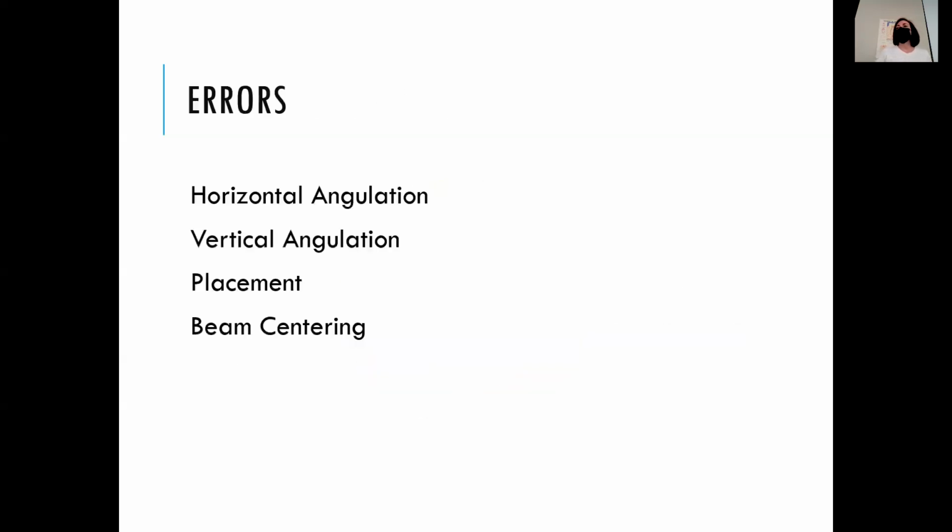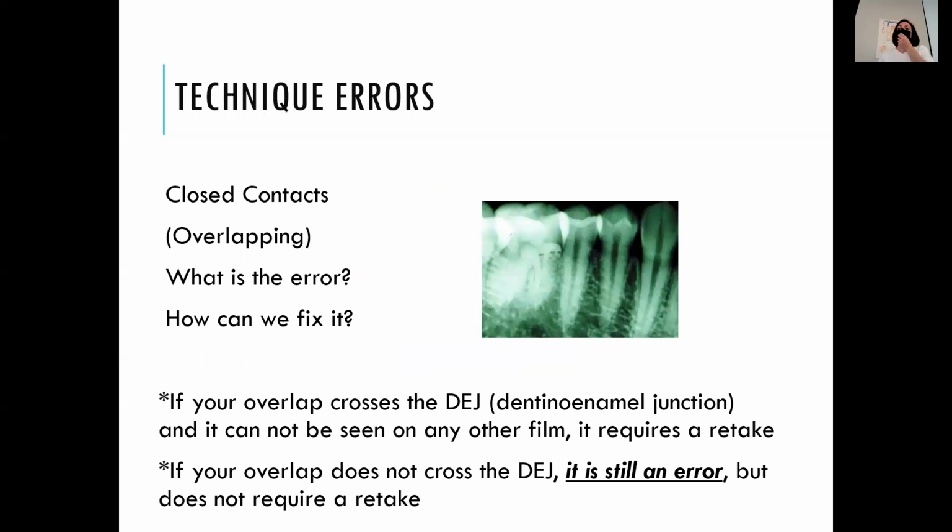Okay, so we know the errors. We have horizontal, vertical placement, and beam centering. Closed contacts or overlapping is our horizontal angulation. If your overlap crosses, okay, I think this might need to be edited. Let me read it out loud and see. If your overlap crosses the DEJ, which these do, this is a pretty bad film, but this overlap is deep enough that it has crossed over the dentin enamel DEJ.